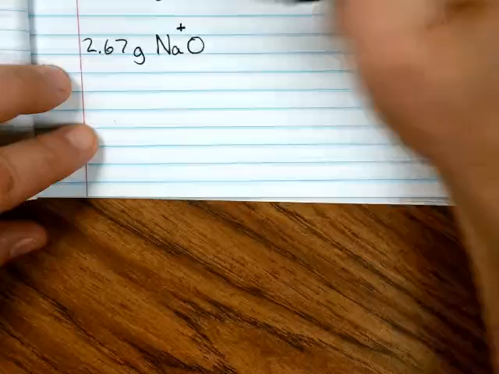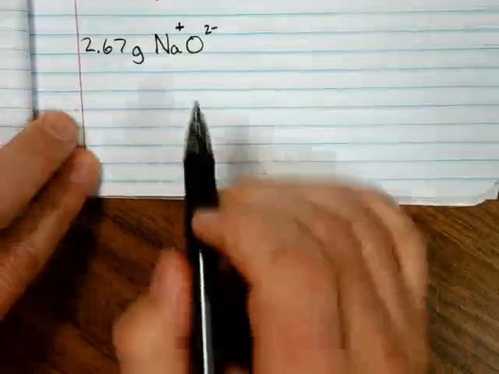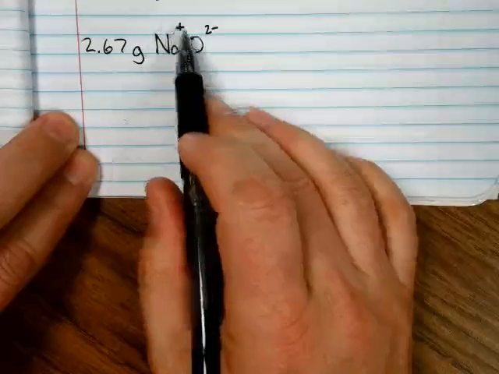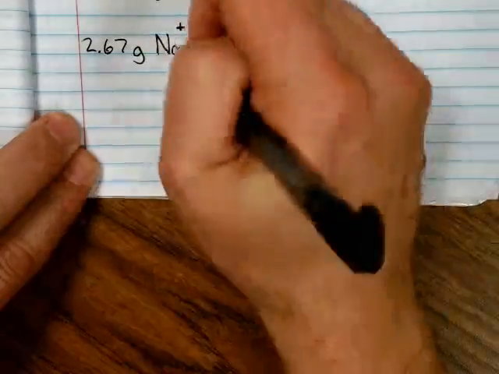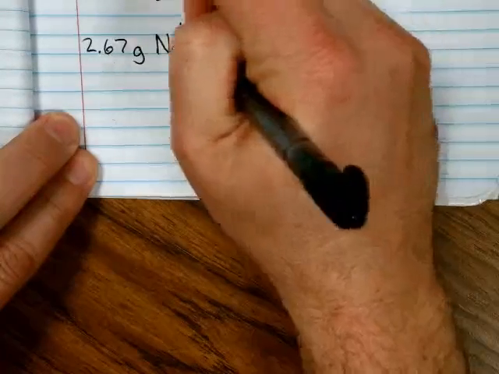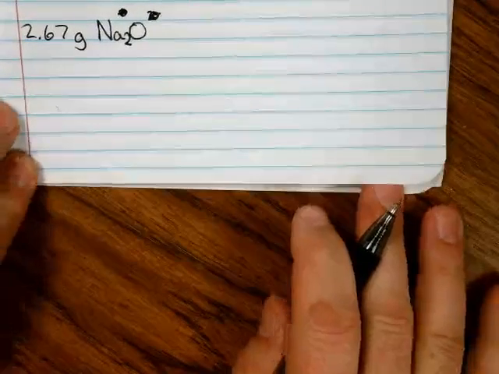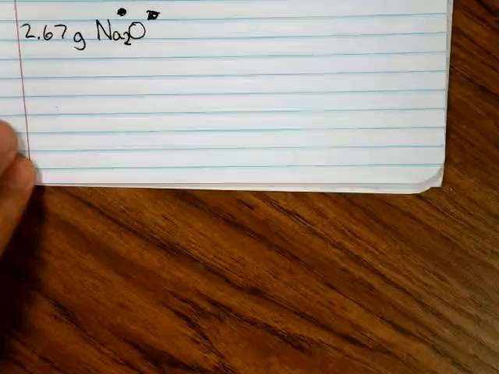Sodium has a +1 charge. Oxygen has a 2 negative charge. So we swap and drop. So that 2 goes with sodium: Na2O. So that's our formula unit for an ionic compound.